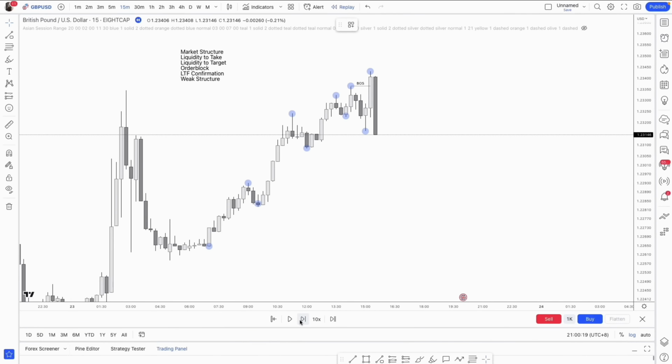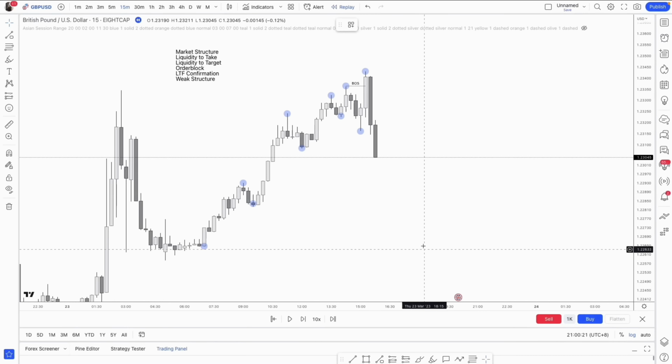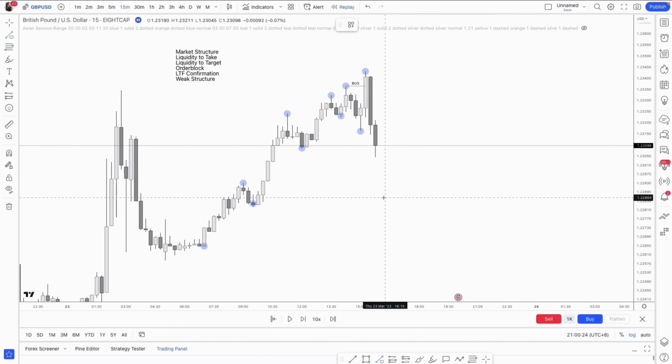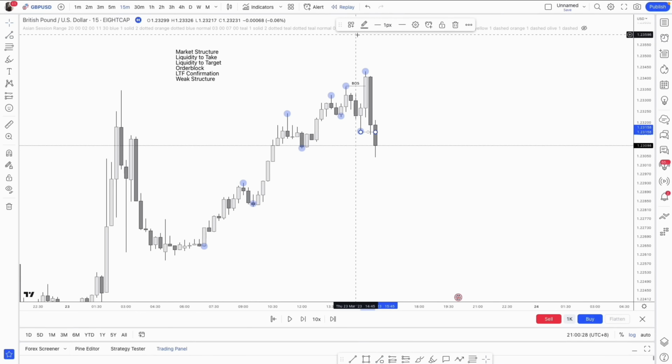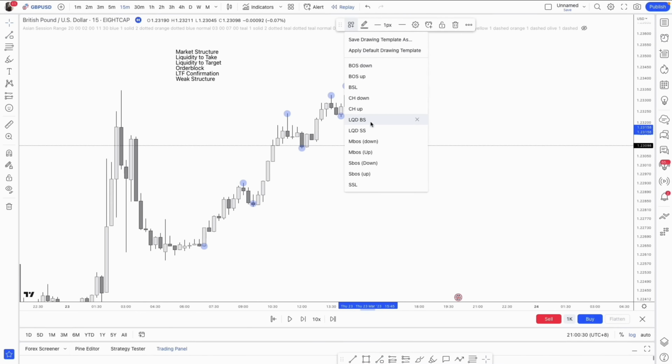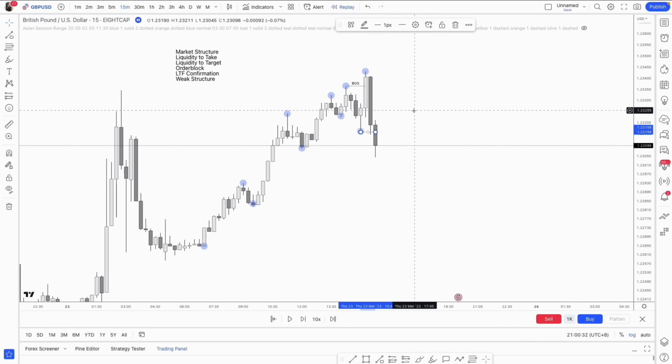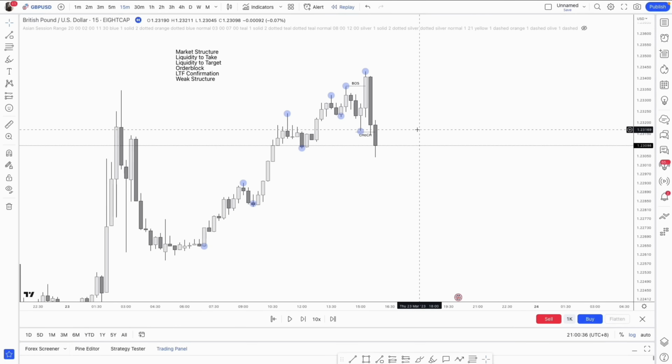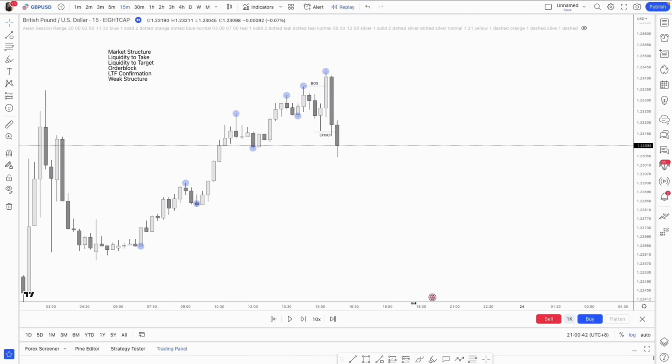But if we play price out, what happens? Market structure breaks. And the first change from bullish to bearish or bearish to bullish is called a change of character. Imagine character being the way that the market is going. Bullish is one character, bearish is another character. So a change of character is the first sign of a trend reversal.